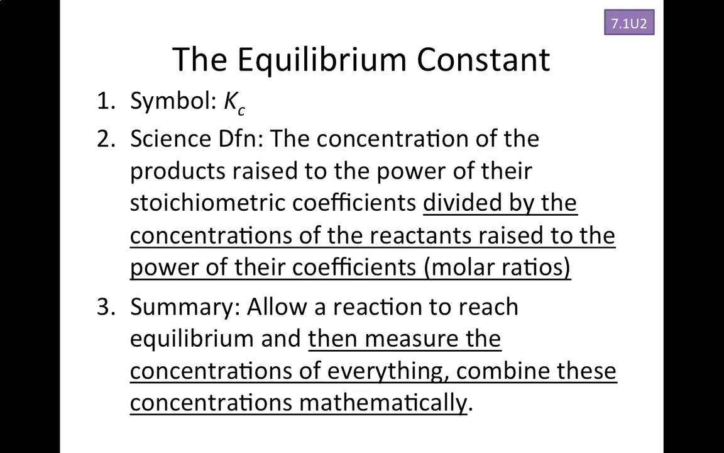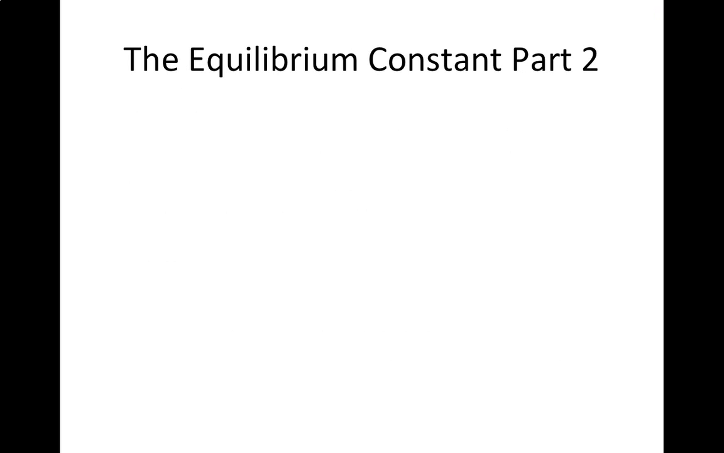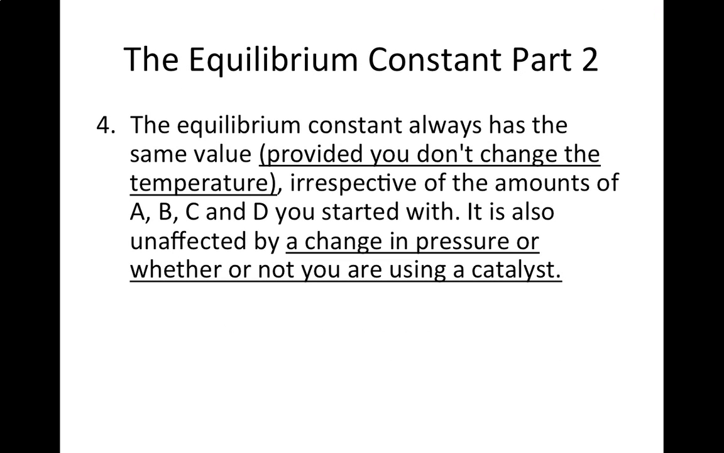In summary, what this allows us to do is allow a reaction to reach equilibrium and then measure the concentrations of everything, combine the concentrations mathematically to get our constant for that specific equilibrium reaction. The equilibrium constant always has the same value, provided that you don't change the temperature. And that's irrespective of the amounts of A, B, C, and D.